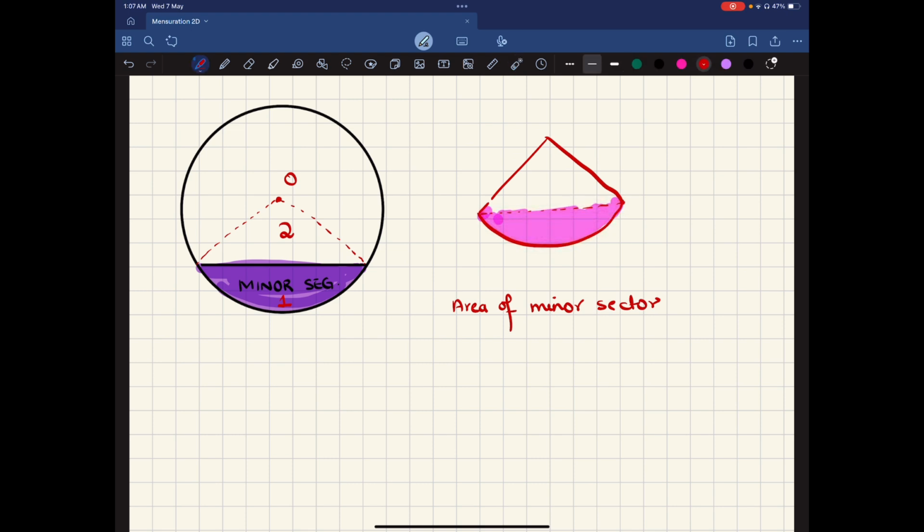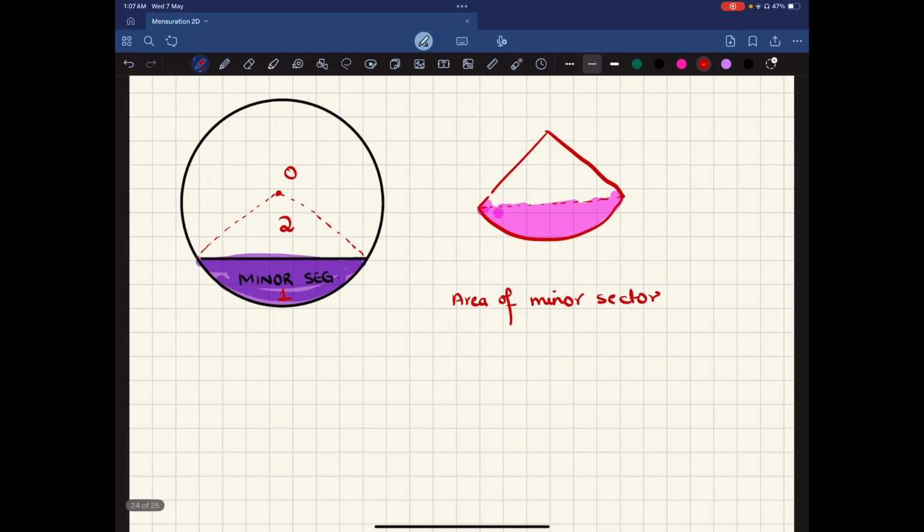Okay, I hope this is clear. If not, please replay this part. This is very important, so you have to absolutely understand it. So what we're going to do to calculate the area of the minor segment, we're going to calculate the area of the minor sector, and then we're going to subtract the area of the triangle, and that will give you the area of the minor segment.